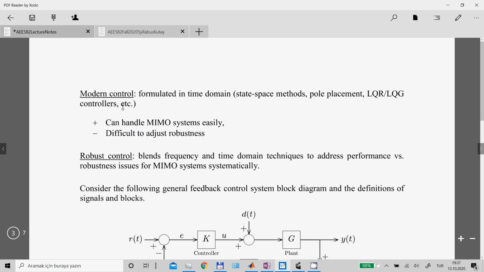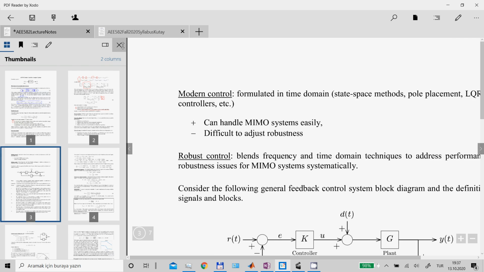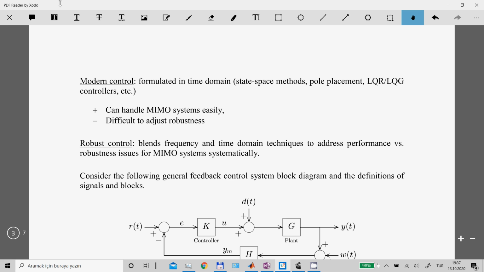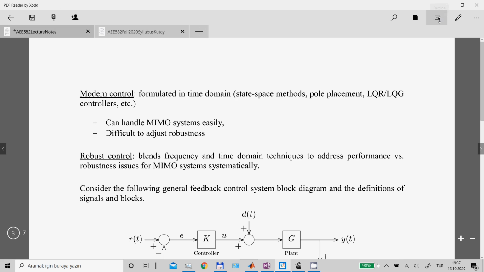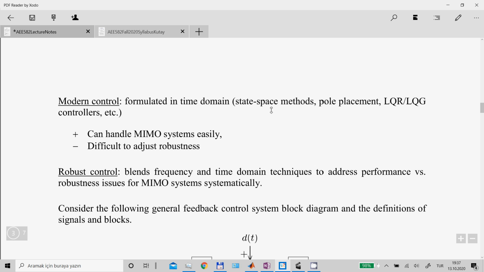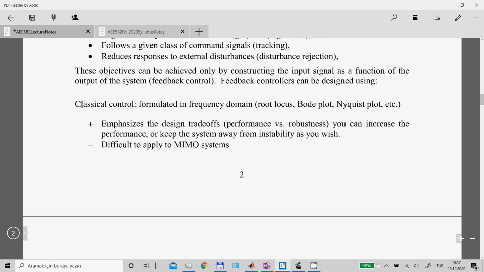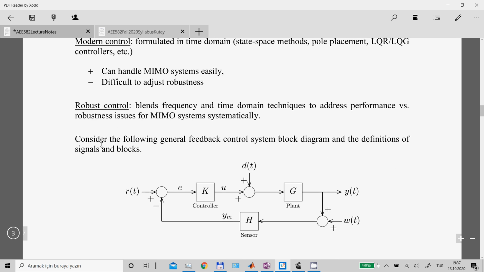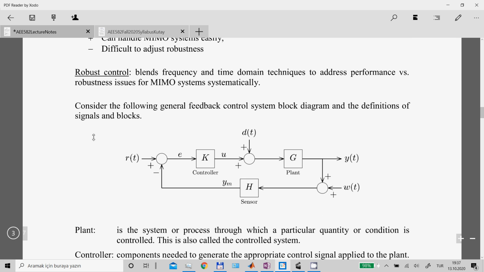Okay, so as you can see, classical control and modern control have their own benefits and drawbacks. What we do in robust control is basically we try to combine the benefits of these two approaches together.